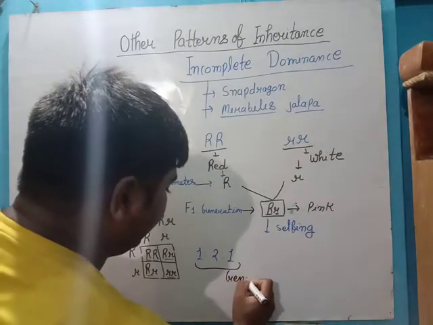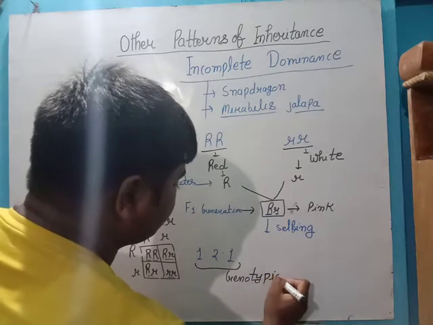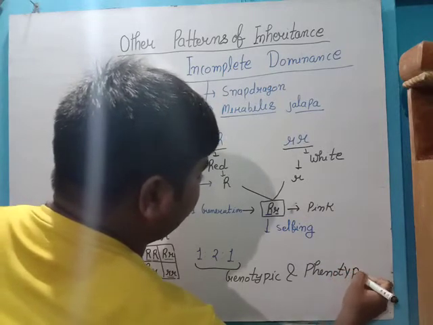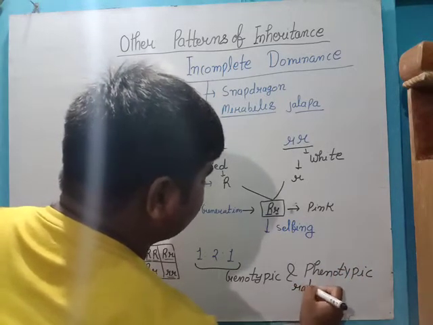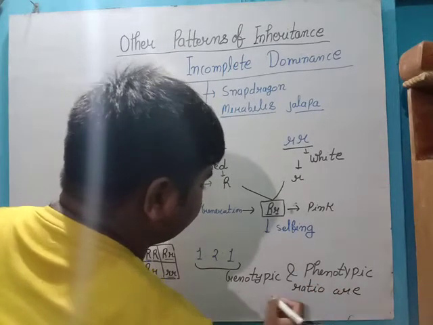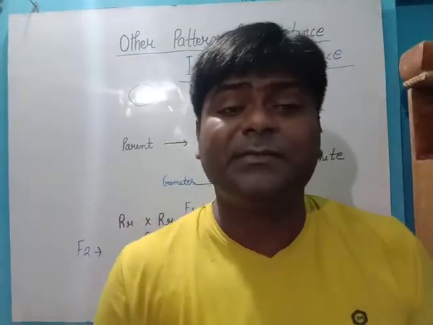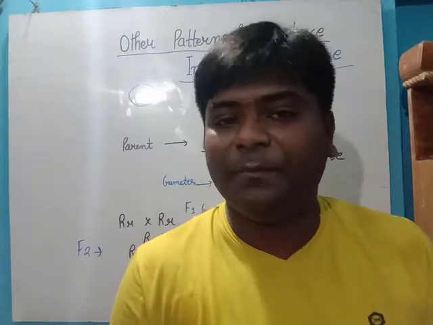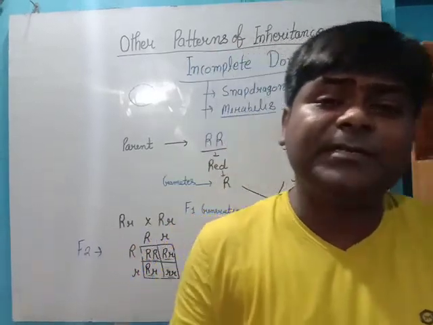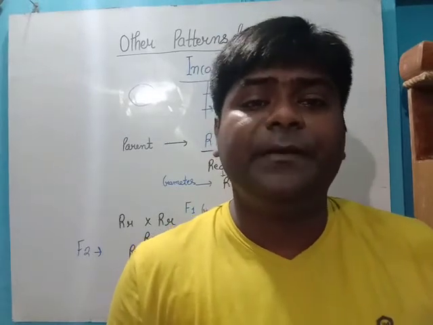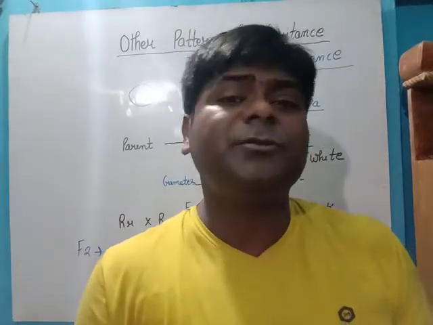So genotypic and phenotypic ratio are the same, and it is observed in Snapdragon and Mirabilis jalapa. These are the examples of the plants where we have incomplete dominance. That is the first exception of Mendel's law. It is not following Mendel's law. We discussed that in F1 generation it is not followed, and in F2 generation also it is not followed.